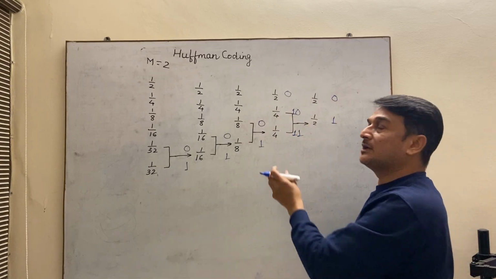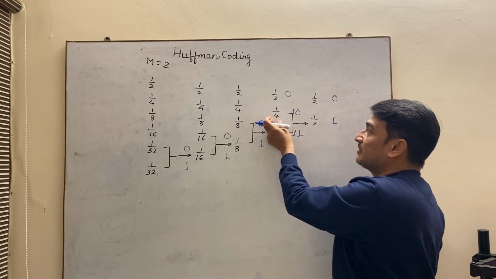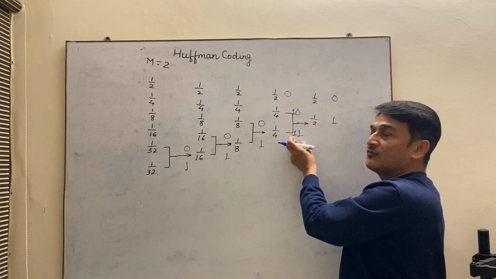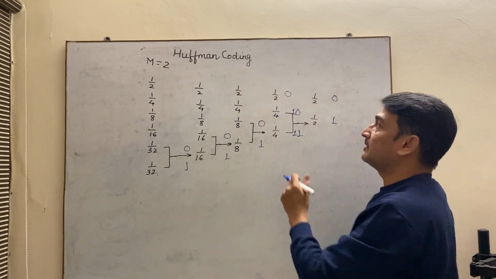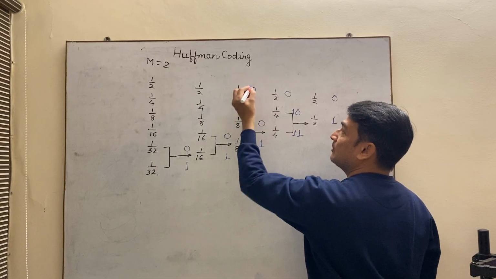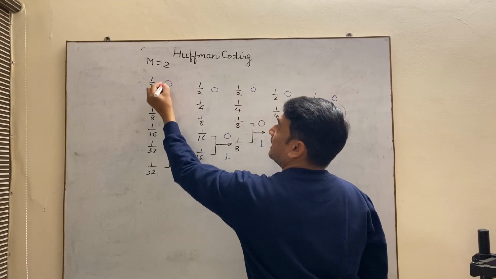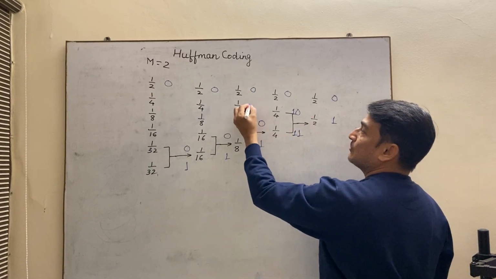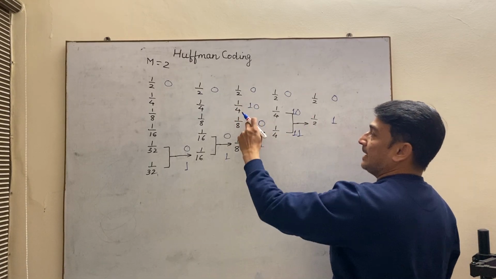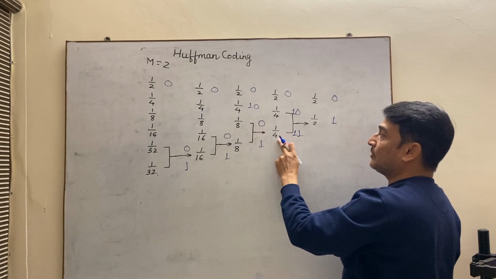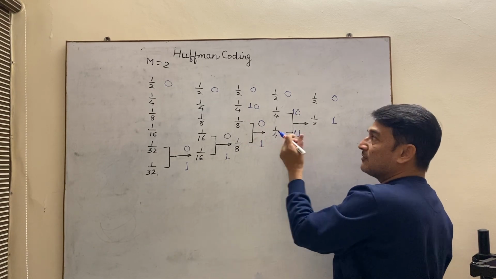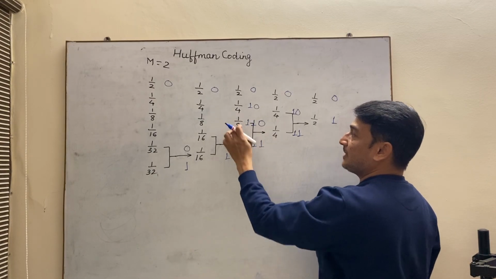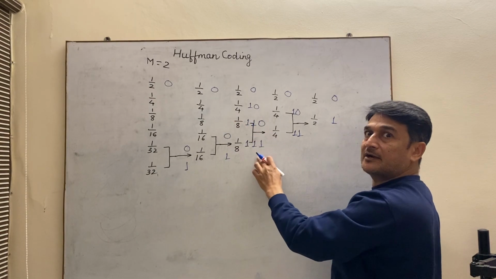So now we got the new code for these 1 by 4s. First 1 by 4 is having code 10 and second 1 by 4 is having code 11. Now again move. Next 1 by 2 is having code 0, so I can write 0 to all this 1 by 2. Then 1 by 4 is having code 10, and these two sum is 1 by 4. The code is 11. This whole 11 I will put in front of this. So the code for both 1 by 8 is 110 and 111.